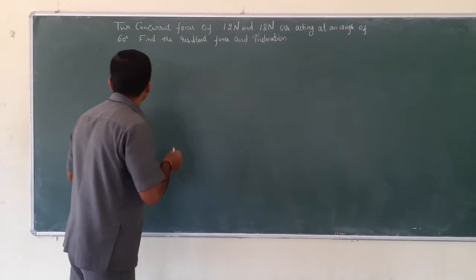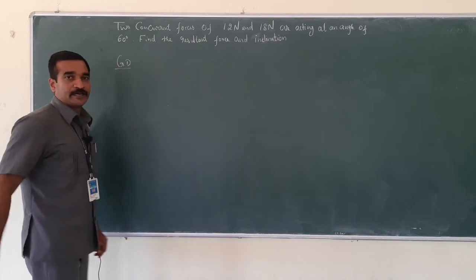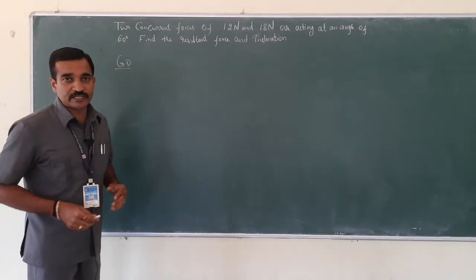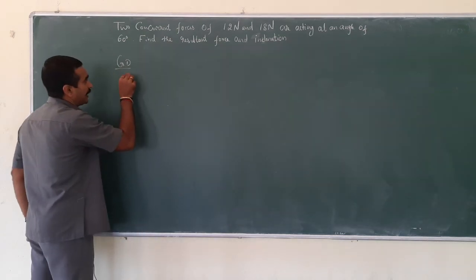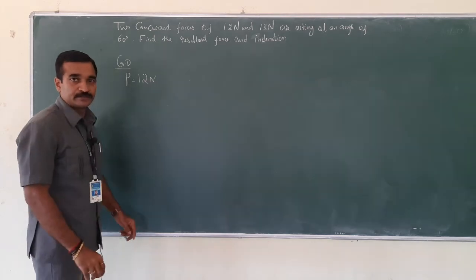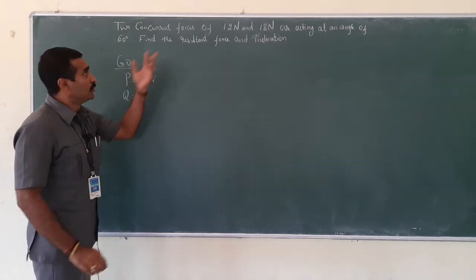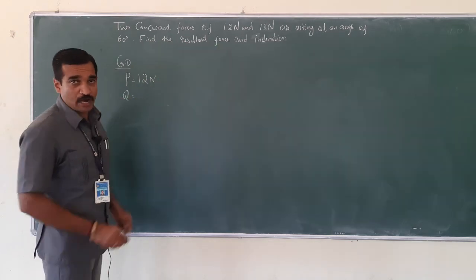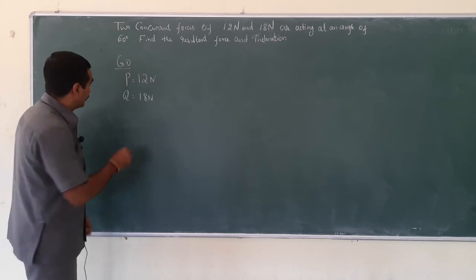So, given data. First, you must write the given data. So what details are given? Two forces are given, right? The first force can be taken as P, 12 Newton. The second force, which can be written as Q, has a magnitude of 18 Newton.